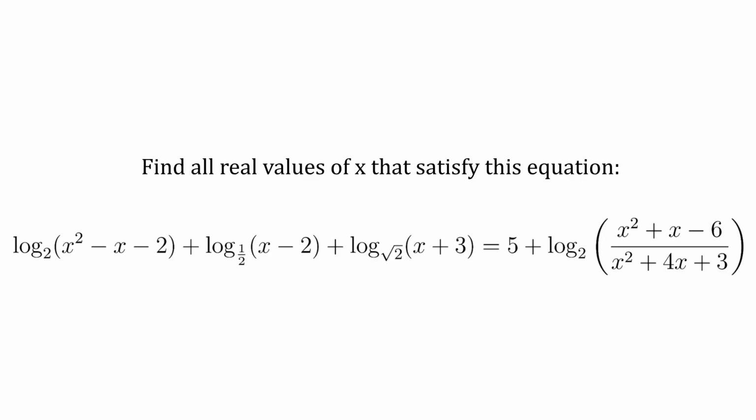So our question was, find all real values of x that satisfy this equation. Log base 2 of x squared minus x minus 2, plus log base 1/2 of x minus 2, plus log base square root of 2 of x plus 3, is equal to 5 plus log base 2 of x squared plus x minus 6 over x squared plus 4x plus 3. Our answer is that there are no real values of x that satisfy the equation.